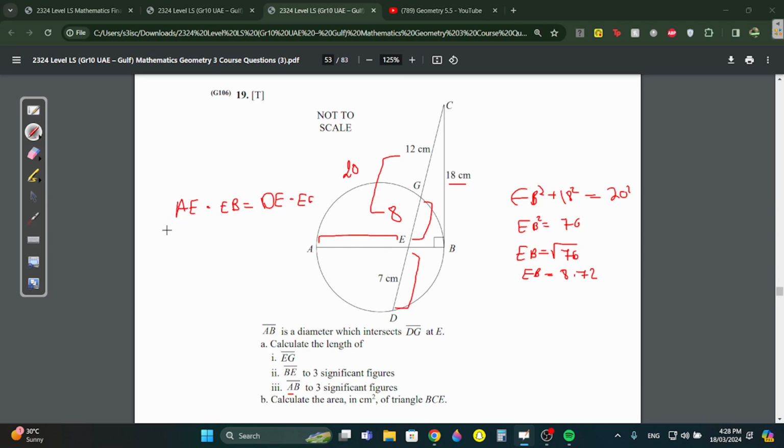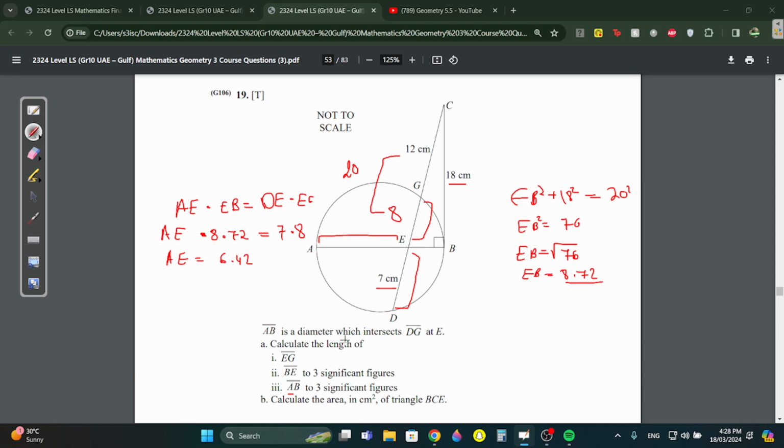What's AE? We don't know it. Let's just call it AE. AE times EB. We found EB, it was 8.72. Equals DE times EG. DE is 7, EG is 8. Can you find AE? Yes, you can. 7 times 8 is 56. 56 divided by 8.72. You get AE equals 6.42.